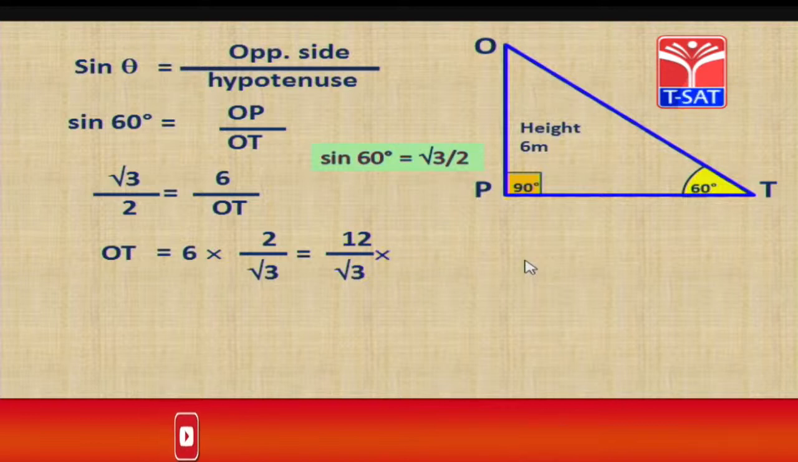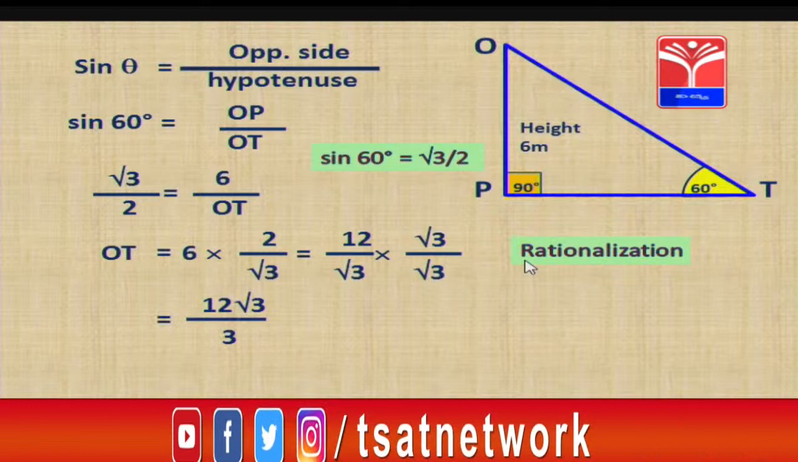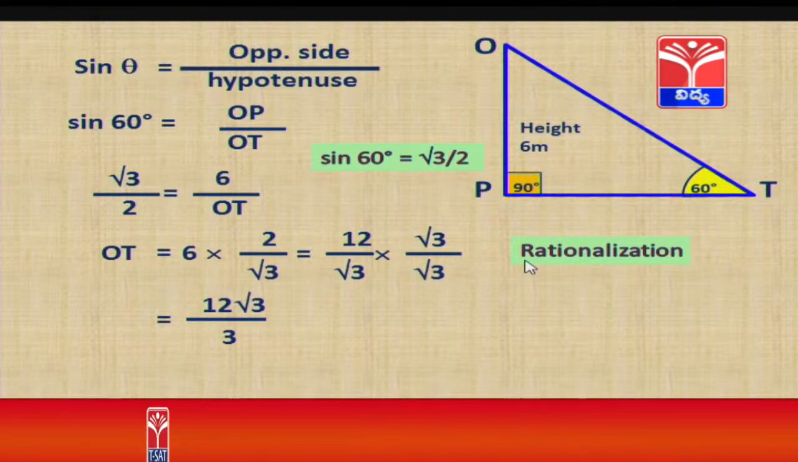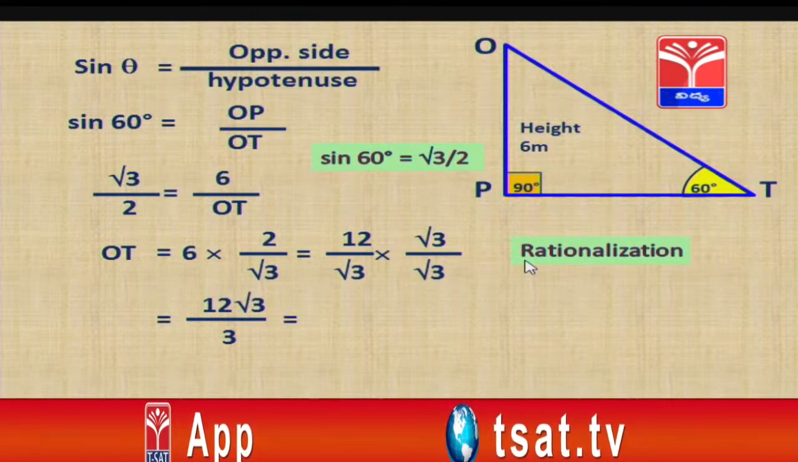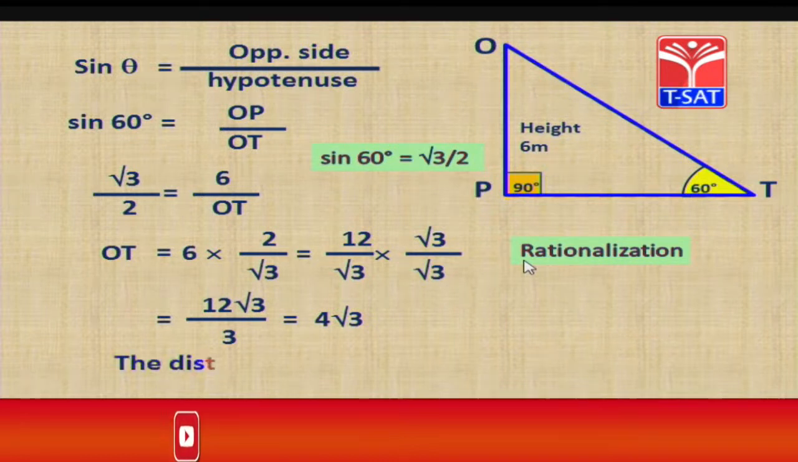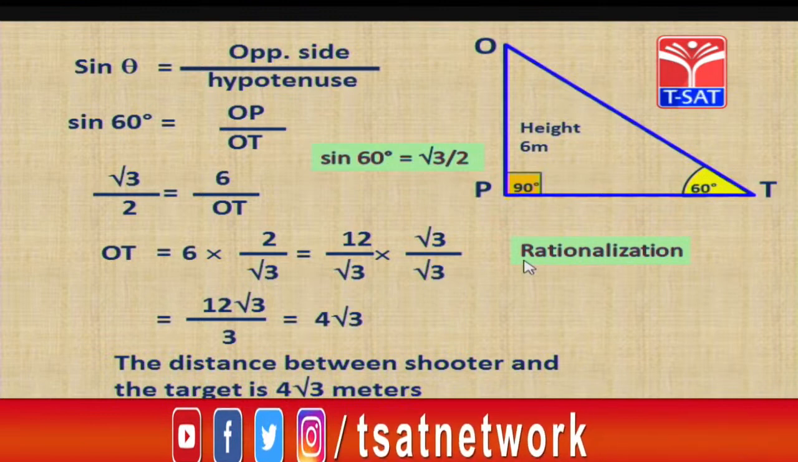So, I am going to rationalize the denominator. In the numerator I will be getting 12 root 3 by 3, because root 3 into root 3 is how much? 3. So, you can cancel this 12 by 3. What is the answer you are going to get here? 4 root 3. That means, the distance between the shooter and the target is 4 root 3 meters.